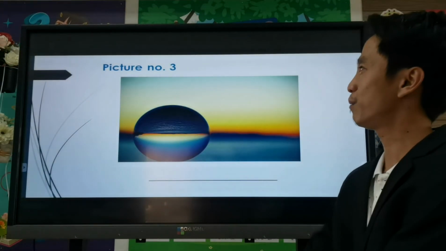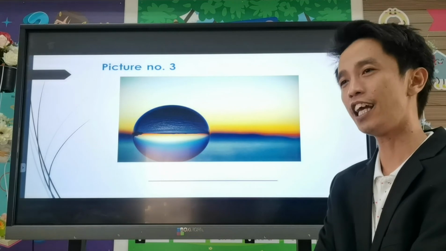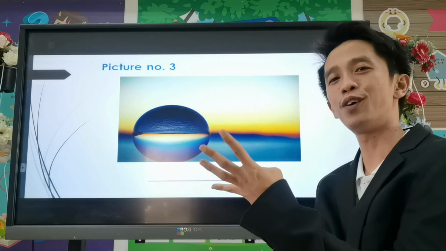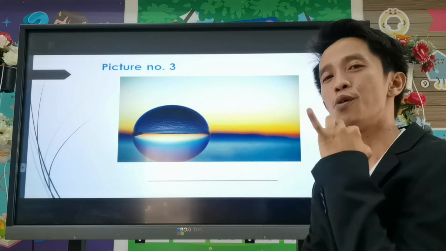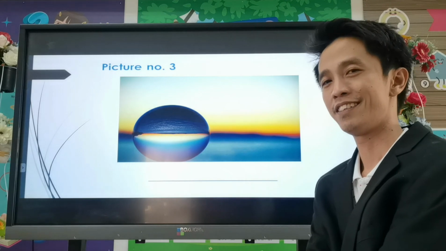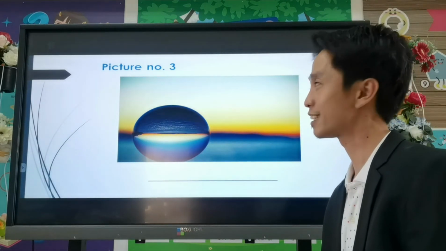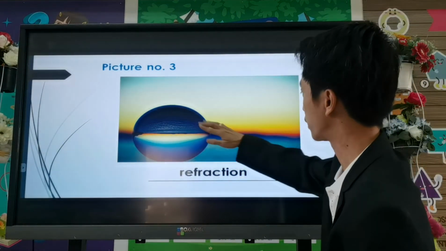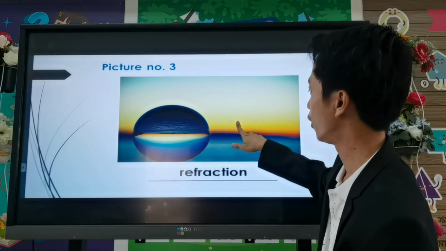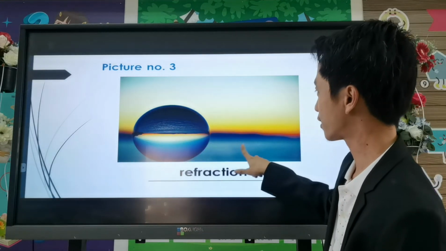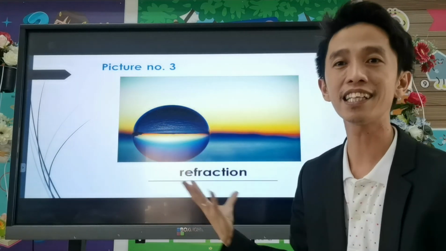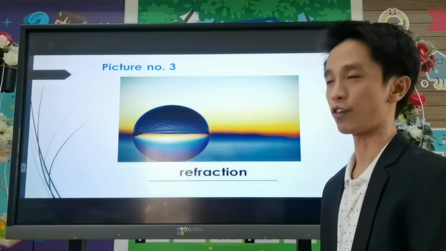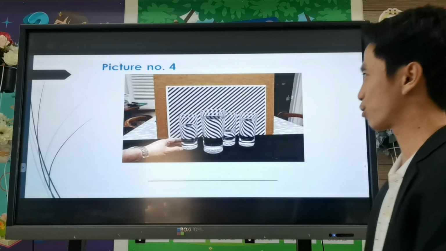Next, picture number 3. Again, I'm going to give you 5 seconds. Let's count. 5, 4, 3, 2, 1. Okay. The correct answer is refraction. Why is it refraction? Because here the color is correct, but the other side is bent. It's not the same. The color is changed. Something changed. So that is refraction.